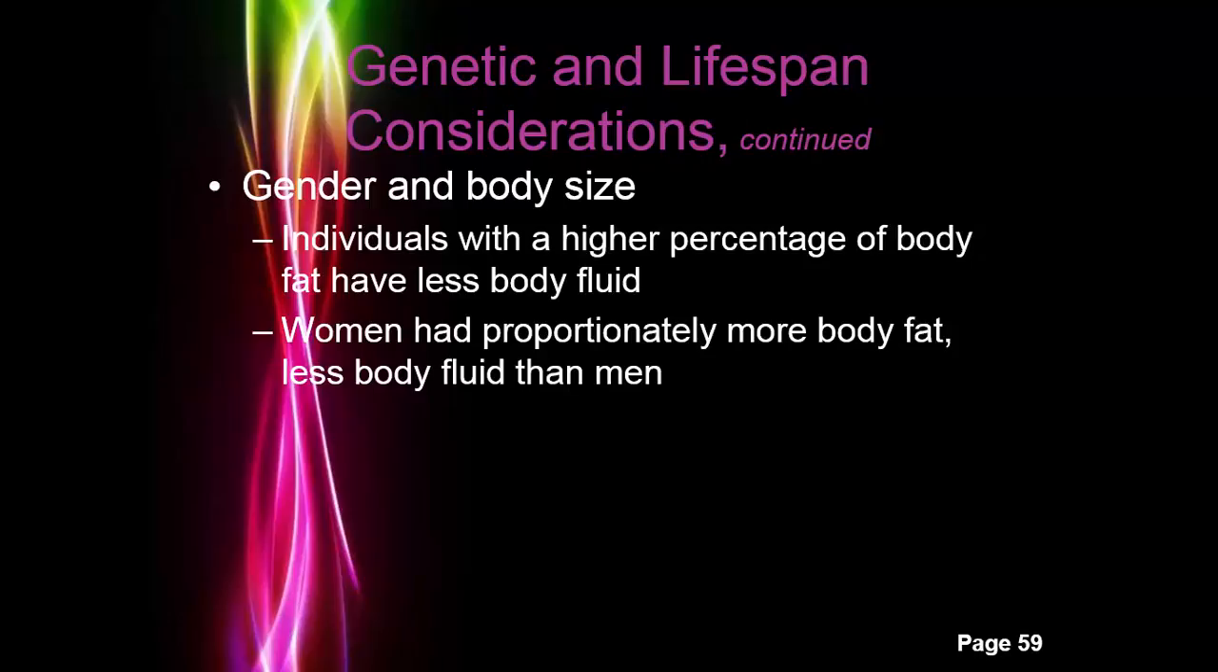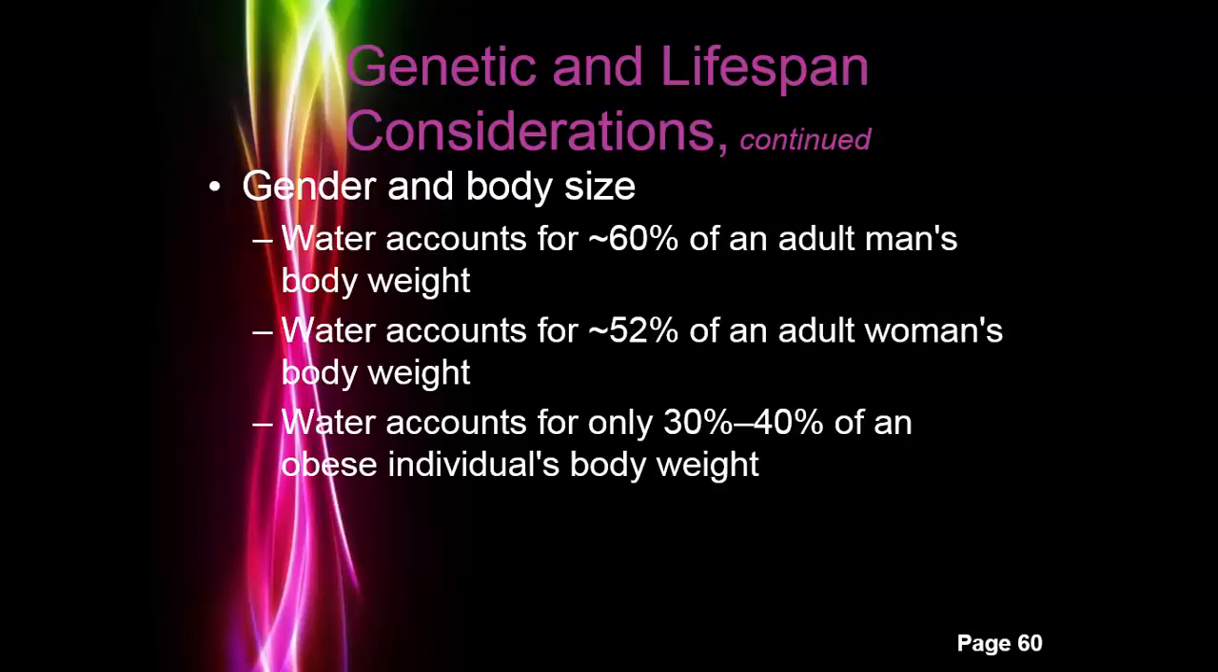All right, looking at gender and body size, individuals with a higher percentage of body fat have less body fluid, which we talked about. Fat cells contain very little water content, but your lean tissue has higher water content. Women have proportionately more body fat than men, so they usually have less body fluid than men. Men tend to have more lean tissue. This is a breakdown again, just showing the difference between an adult man, about 60%, and an adult woman, about 52%. Water accounts for only 30 to 40% of an obese individual's body weight.